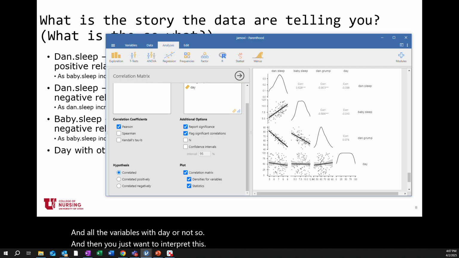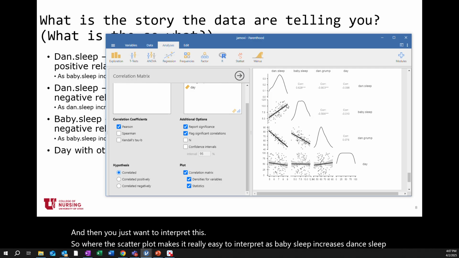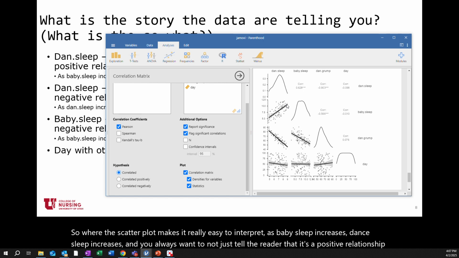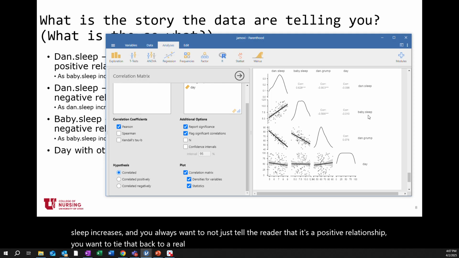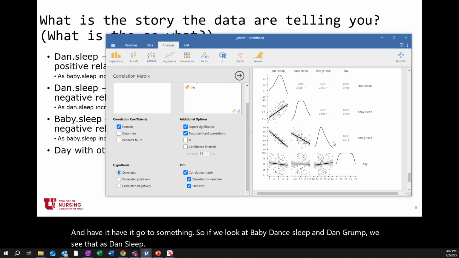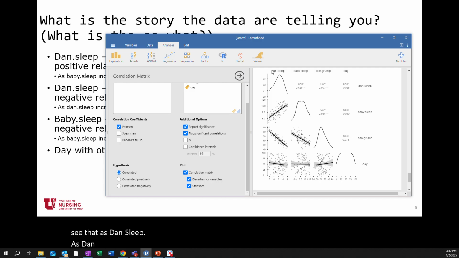The scatter plot makes it really easy to interpret: as Baby Sleep increases, Dan Sleep increases. And you always want to not just tell the reader that it's a positive relationship. You want to tie that back to a real meaning, and have it go to something. So if we look at Dan Sleep and Dan Grump, we see that as Dan Sleep increases, Dan Grump decreases. And you can say it either way you want to.